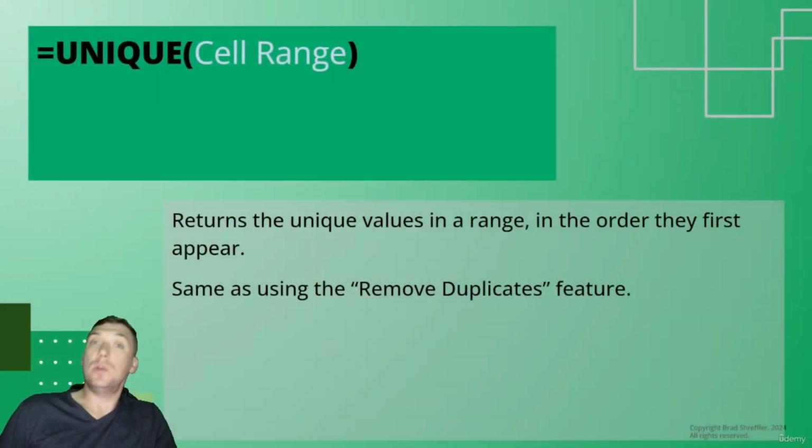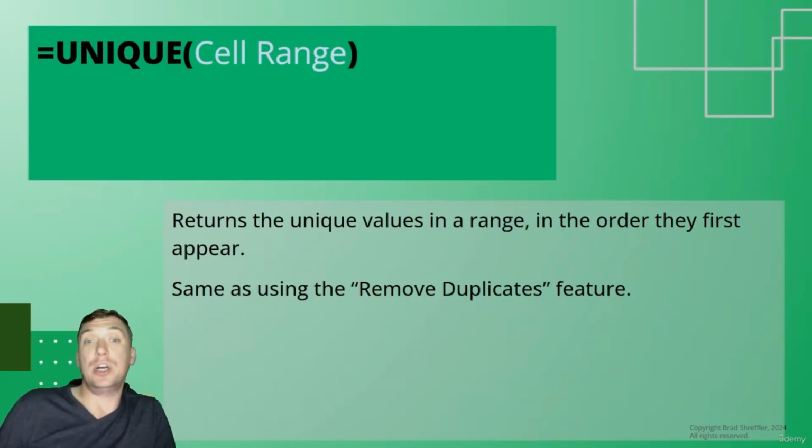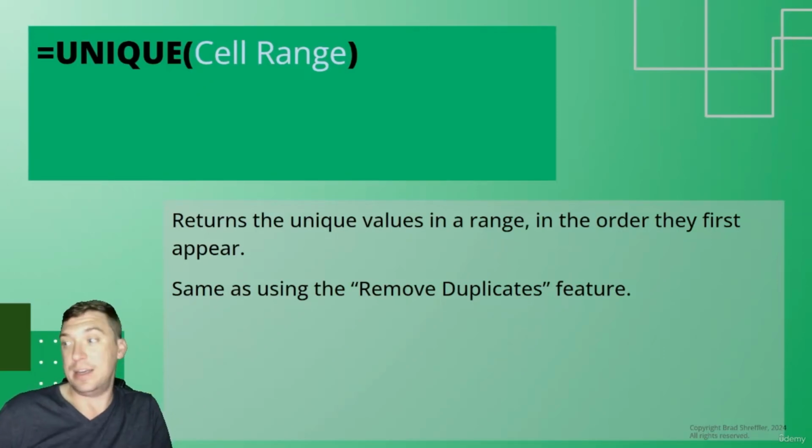The first formula we're going to talk about is the unique formula. Often when we have data, especially form data where people are making submissions over and over, we end up with a lot of duplicate data. The unique formula does the same thing as using the remove duplicates feature, except you don't have to redo it each time more data is added to the data set. The unique formula only calls for one value, a range of data. So let's go to our practice sheet and see it in action.